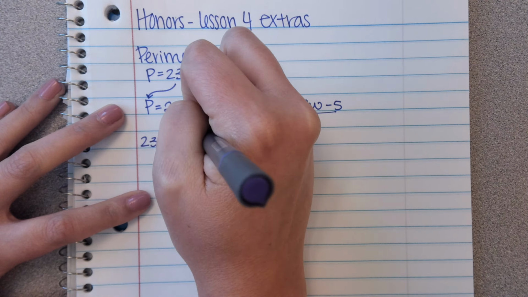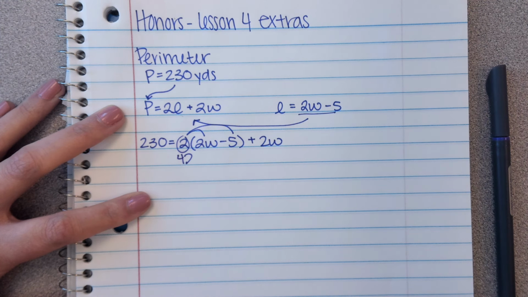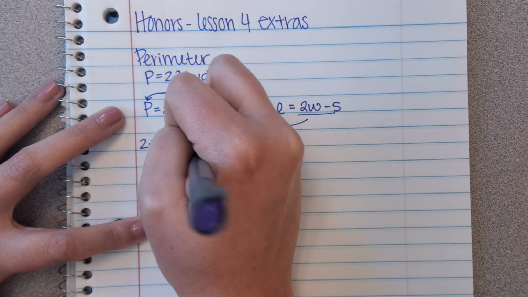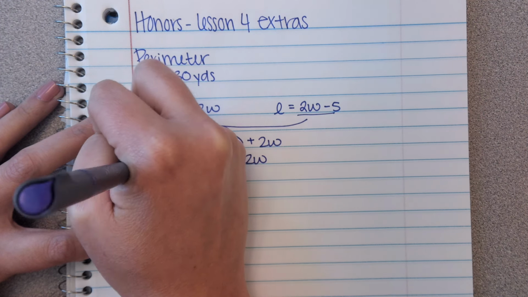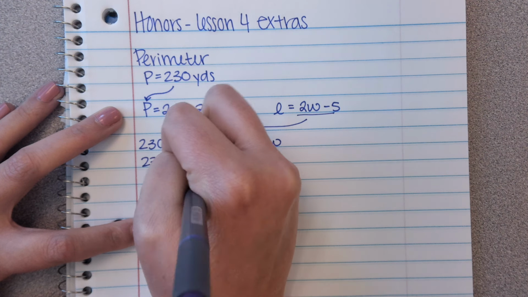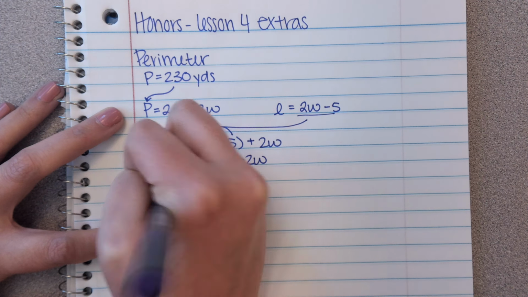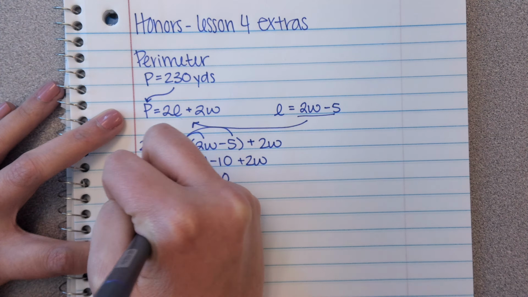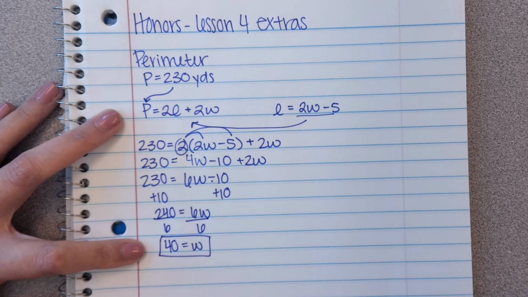We can do the distributive property. 2 times 2W is 4W. I'm not sure what I was trying to write there, but that's 4W. 2 times negative 5 is negative 10, and then we have plus 2W equals 230. If you combine your like terms, we have 6W minus 10 equals 230. You add 10 to both sides. You have 240 equals 6W. Divide by 6, and you get 40 equals W. So your width is 40. Okay, that's half of your answer.